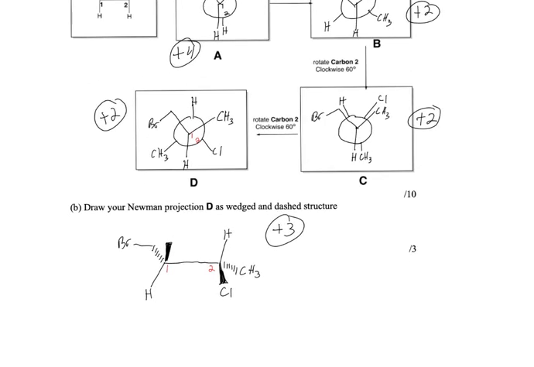So this, we wanted you to draw a new projection of D as a wedged and dashed structure. So how could you do that? So 1 and 2. Do we know it's eclipsed, or do we know it's staggered? So 1 H is down, 1 H is up. Bromine is on my left-hand side with CH3, so they're both dashed. CH3 in the front, right there. Cl right there on the right, so they're wedged.